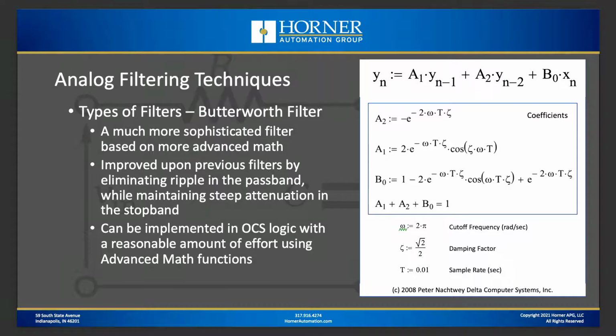After cranking through those calculations, you could very easily, in OCS logic, create a UDFB, which has a configurable cutoff frequency and a configurable sample rate, and would effectively apply, let's say, a second order Butterworth filter to an analog input signal. Then again, you would have the benefit of good attenuation with a stable signal in the area that you don't want to change, and you'd have a lot more precision in that filtering than you might have with some of these other techniques we've shown. So that is the Butterworth filter, for instance.